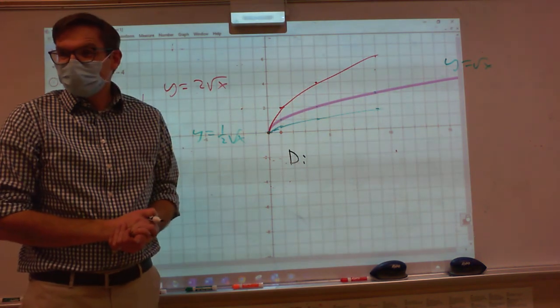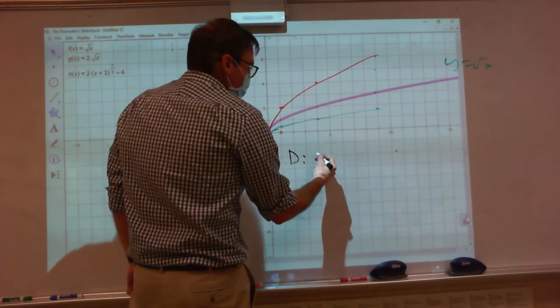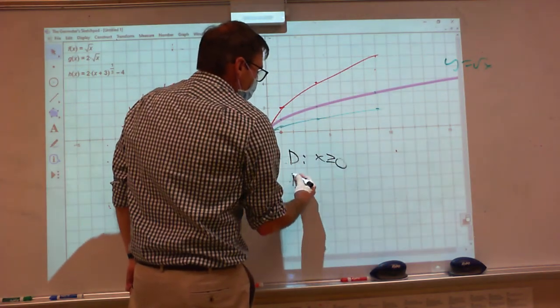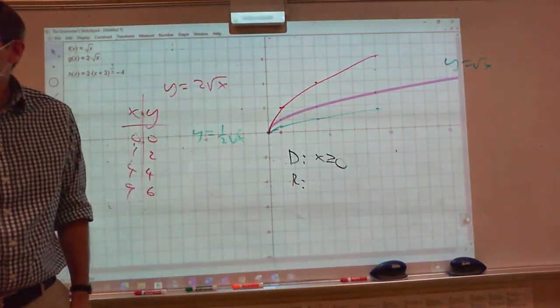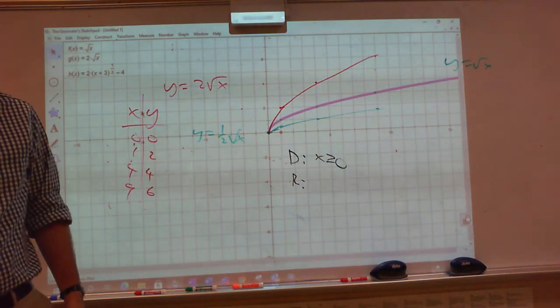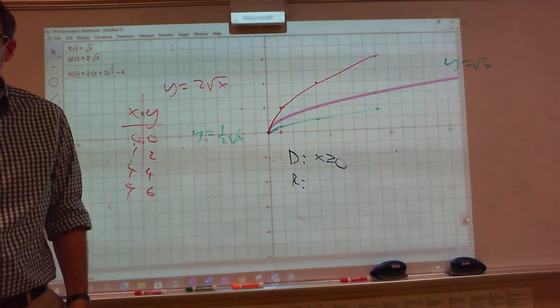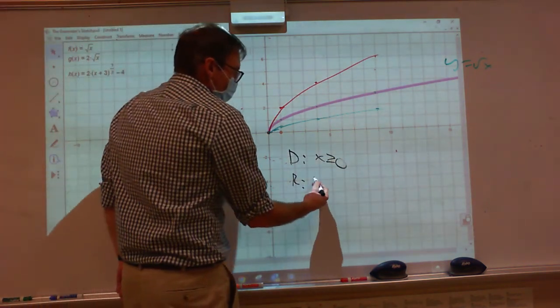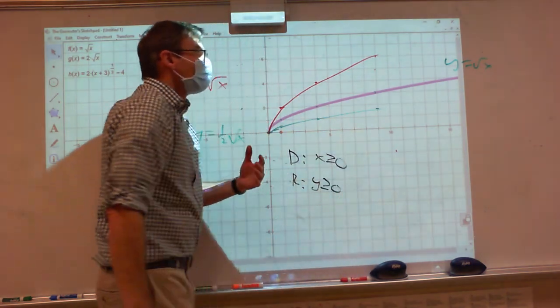Did it change the domain at all? So our domain is going to be x is greater than or equal to 0. What's our range? Do you see none of this changed your domain and range? So our range is going to be y is greater than or equal to 0.